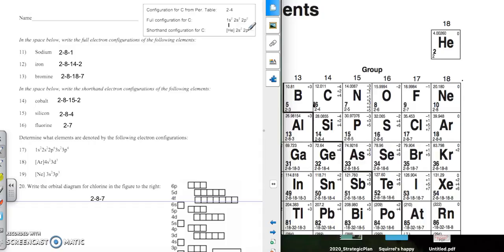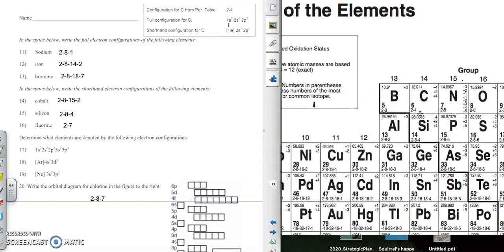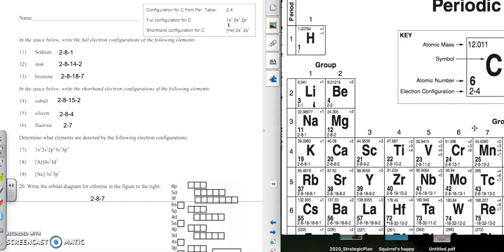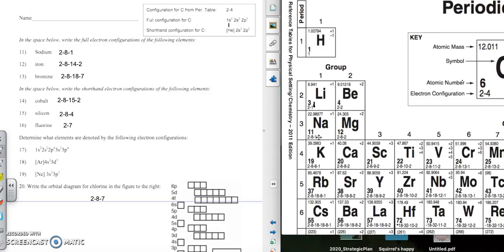So sodium, if you take a look at sodium on the periodic table, I'll pull this over here so you can see this, you're going to find that the electron configuration here reads 2-8-1. Okay, so I've written that here. So 2-8-1, what does that look like in terms of writing it out as a full electron configuration? Well, that 2 right there is the same thing as saying 1s2.